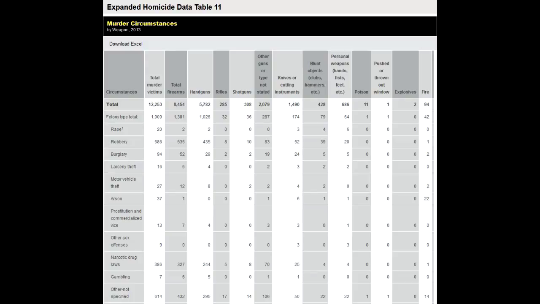This is a table from the FBI. It's actually from their website, and it's reporting on the circumstances of murders. And here you can see that burglary only makes up 94 of the total 12,253 murder victims. Now, this is just the top half of this table, which goes over the causes for murder that are related to felonies, and burglary is the fourth highest among them, but it's still relatively small compared to the top three, which are robbery, narcotic drug laws, and other non-specified, whatever that means.